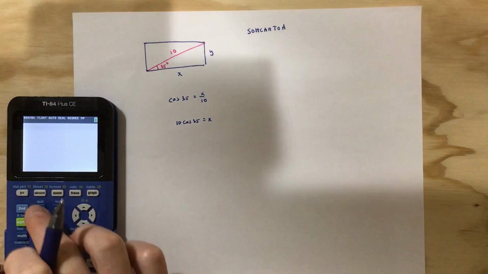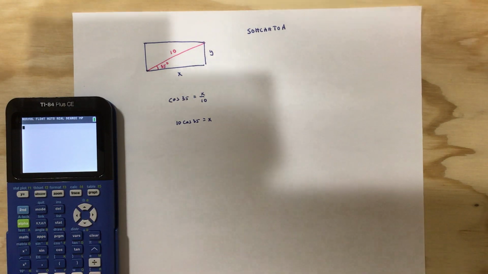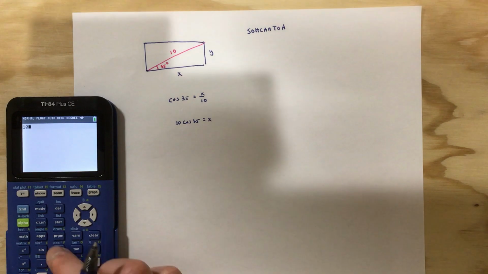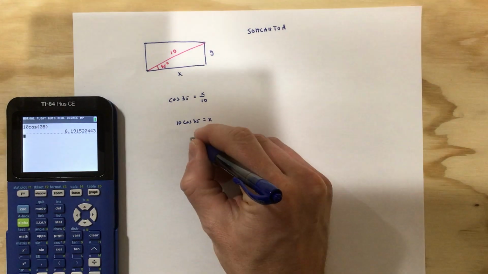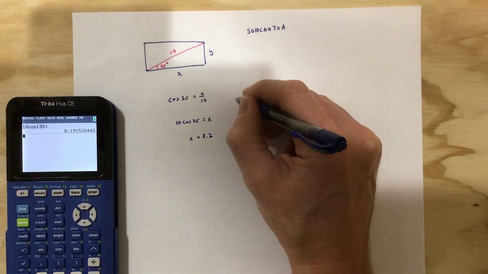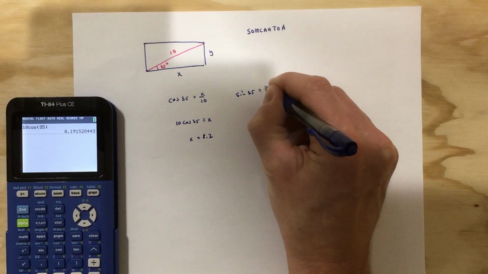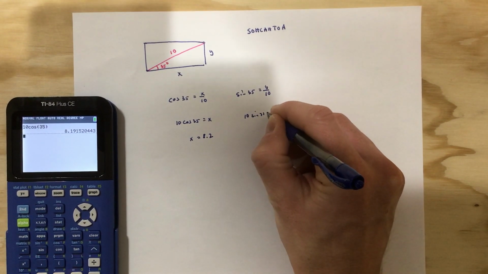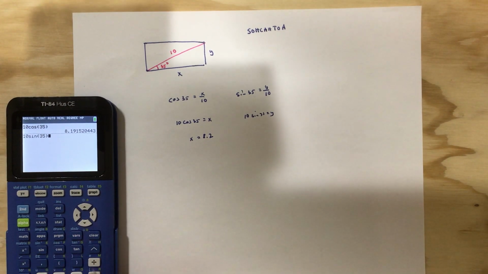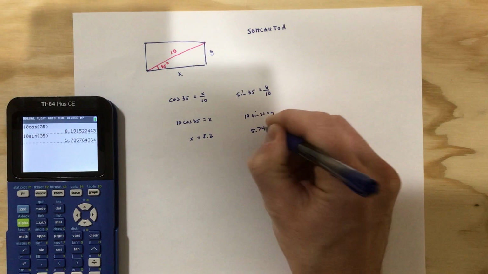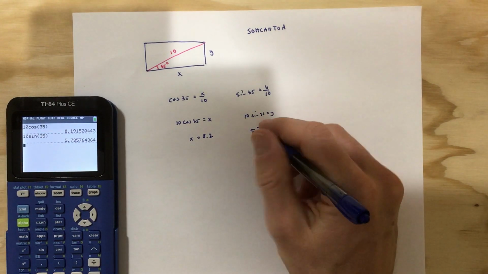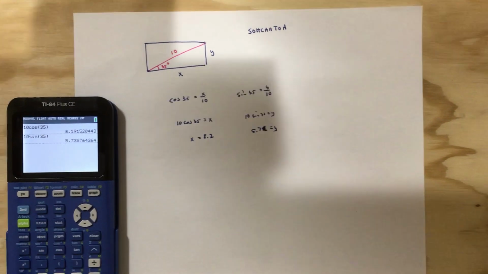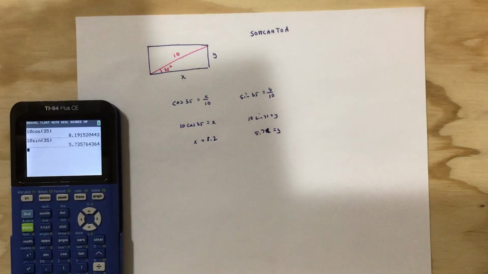So make sure I'm in the correct mode. I'm in degree mode, and I'm gonna do 10 cosine of 35. 10 cosine of 35, and I'm gonna get 8.2, and then I'm gonna do sine of 35 is y over 10, and I'm gonna do the same thing. I'm gonna get 10 sine of 35 equals y, so 10 sine 35, and I get 5.74. I don't know why I rounded. Let's just do 5.7 equals y. Okay, so I know x and y at this point.